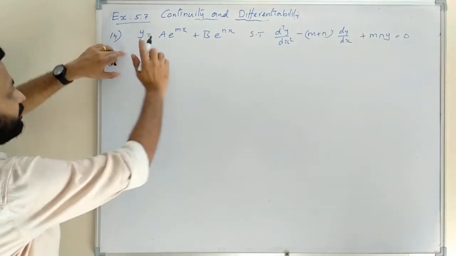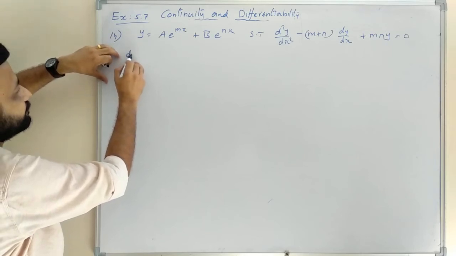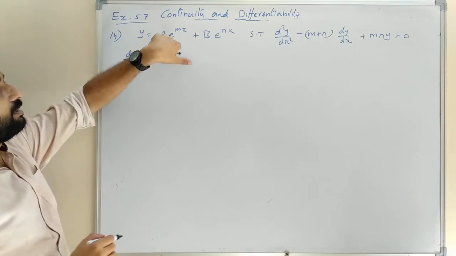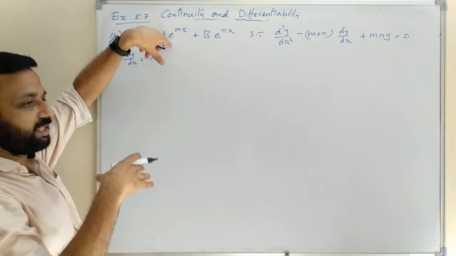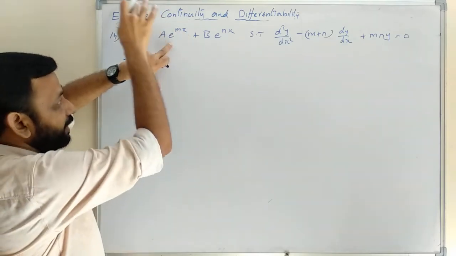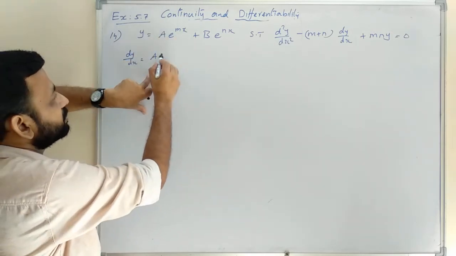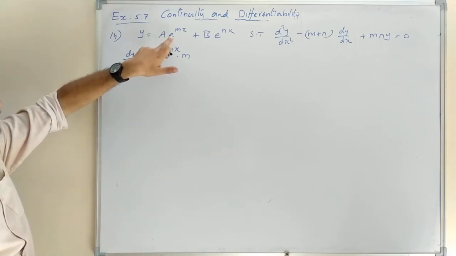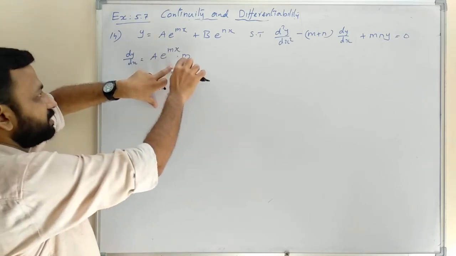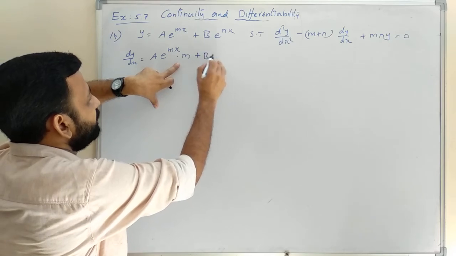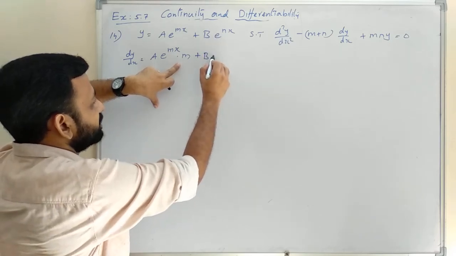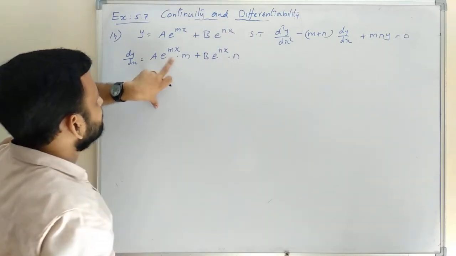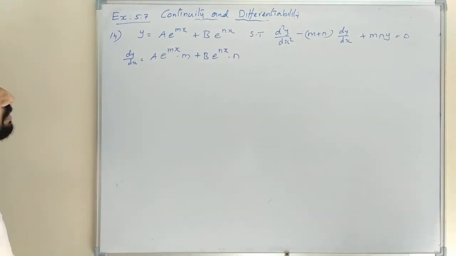So here we will find dy by dx, that is a into derivative of e raised to mx, that is e raised to mx into derivative of mx, that is m. So a into e raised to mx into m, plus b into derivative of e raised to nx, that is e raised to nx into derivative of nx, that is n. So now we got dy by dx.